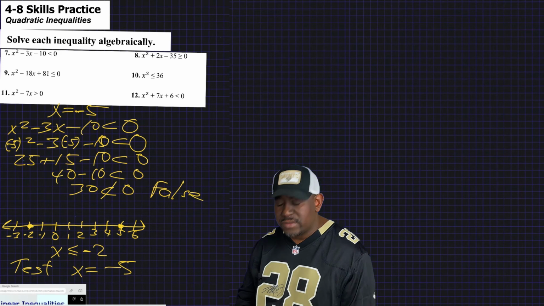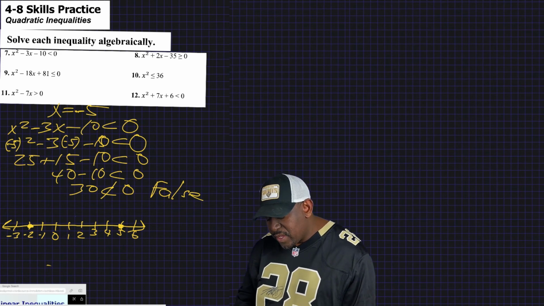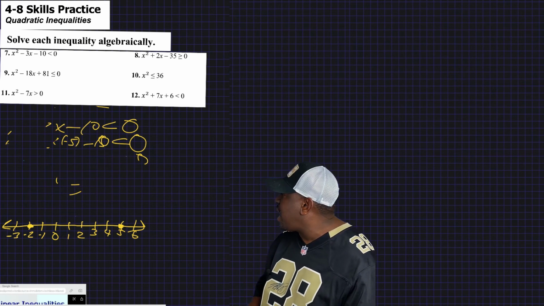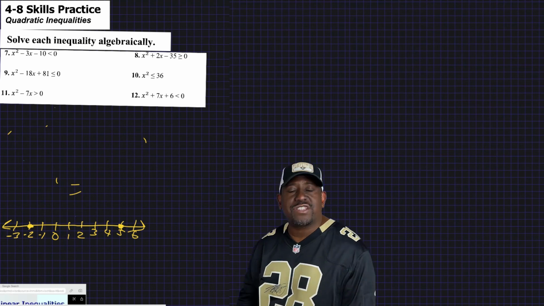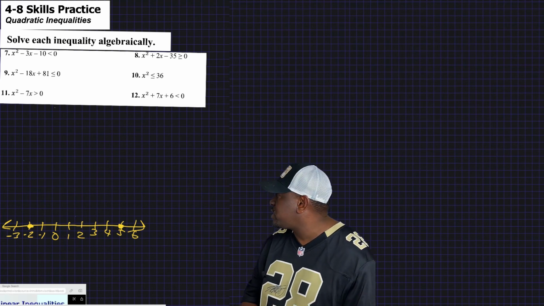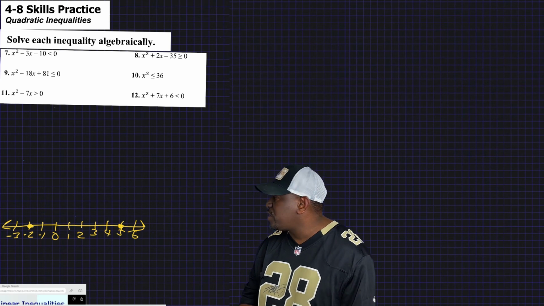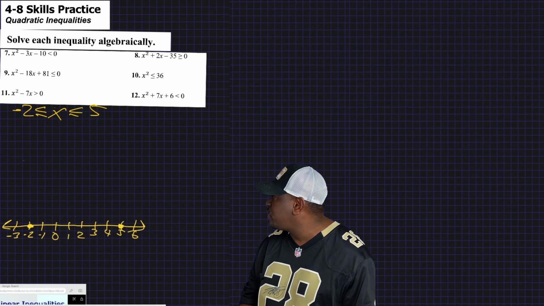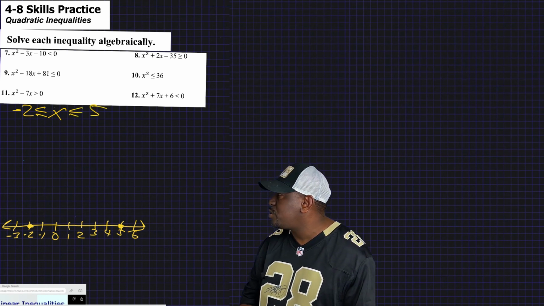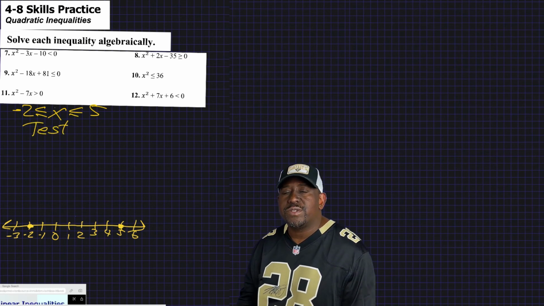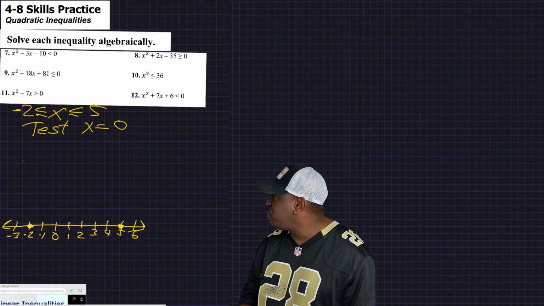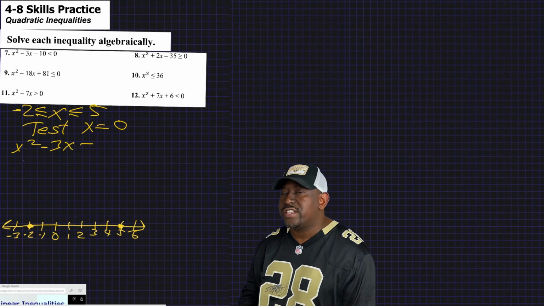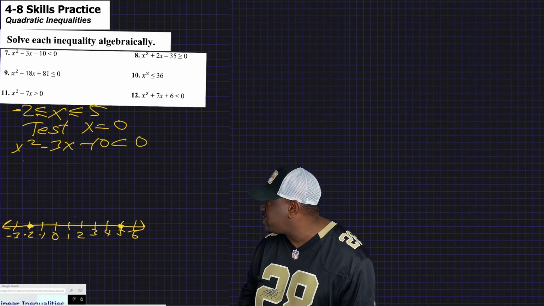That region doesn't work. We have 3 possible regions. We have less than negative 2. We have the values between negative 2 and 5. And then we have x greater than 5. So we have 3 regions we're testing. So which region do you think we're going to test next? I would assume the region between negative 2 and 5. Yeah, that's what we're going to do next. So we're going to test the region between negative 2 and positive 5. And again, like we did with the last example, we will pick an integer between negative 2 and 5, and we're going to test it.